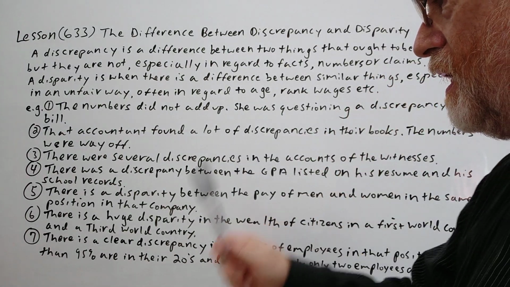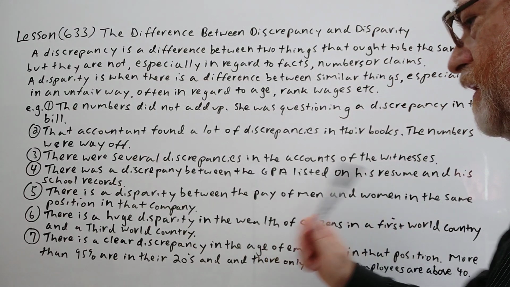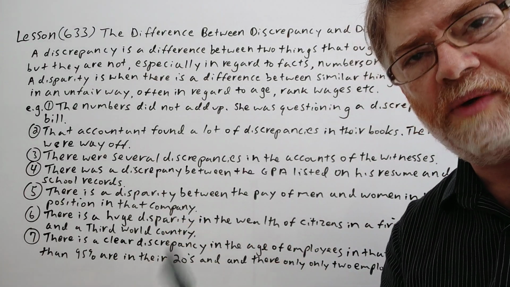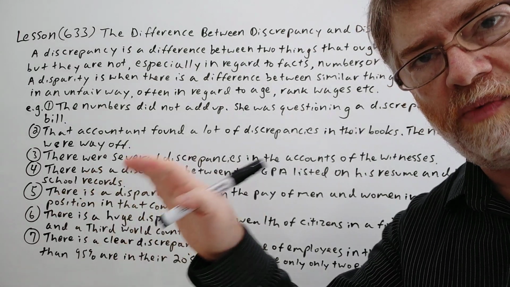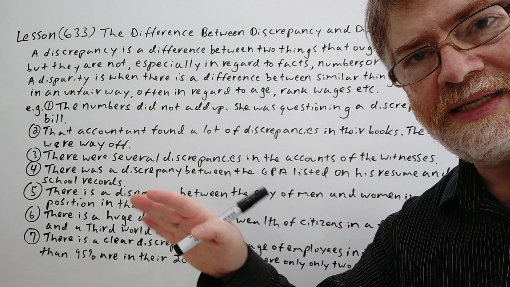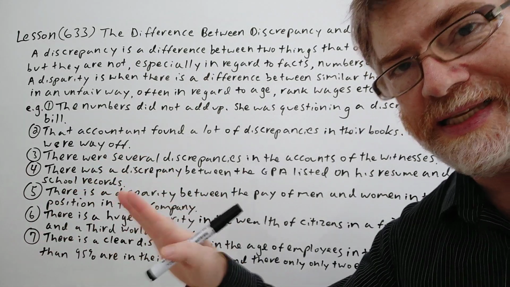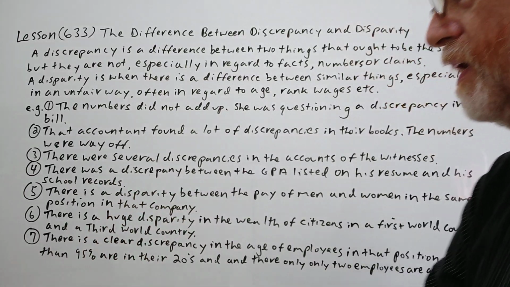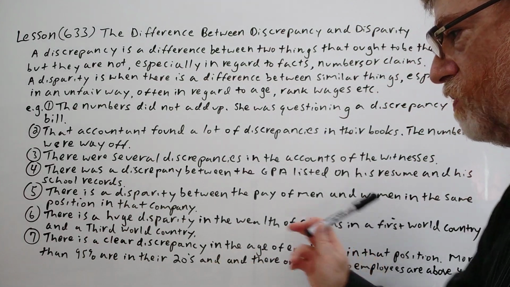Well, let's continue. Number five, there is a disparity between the pay of men and women in the same position in that company. Well, you're assuming that both men and women in this position should have the same salary. And you're saying that it's kind of unfair that these men are making more money than the women in the same position.